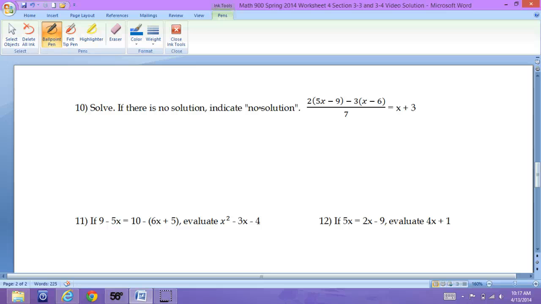So the first thing I'm going to do is use the multiplication property of equations to multiply everything by 7. And the reason I'm going to do that is because I want to get rid of this ugly fraction here, because I've got a lot of stuff over 7 and I don't want to have to break it up all over 7. So I'm going to multiply everything by 7.